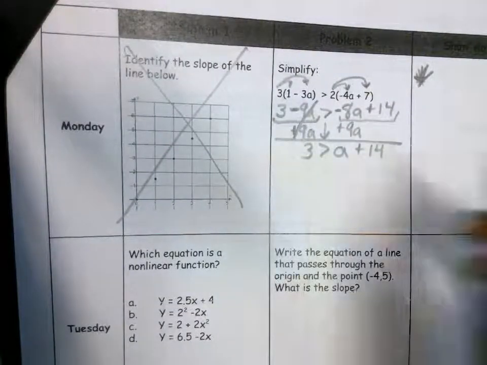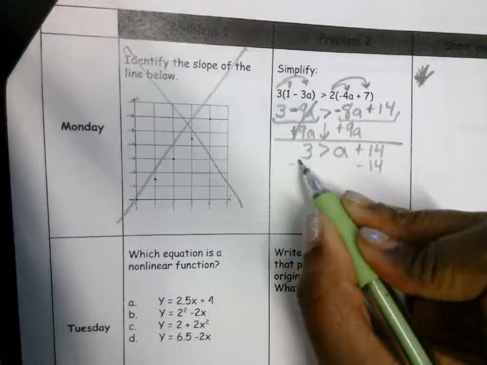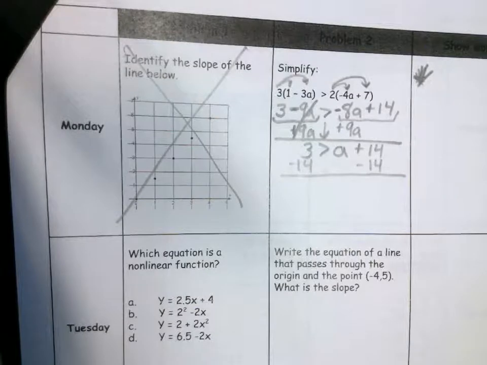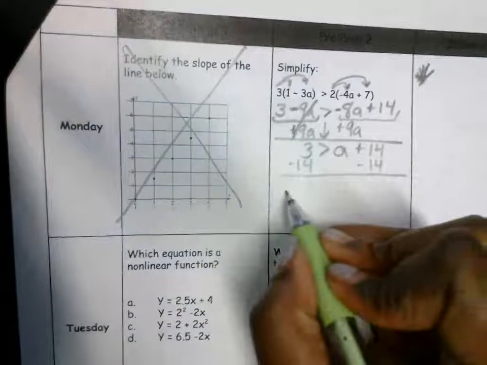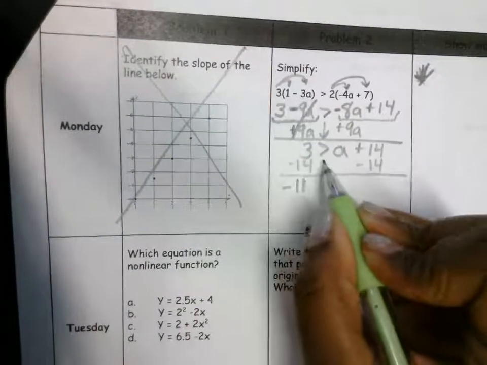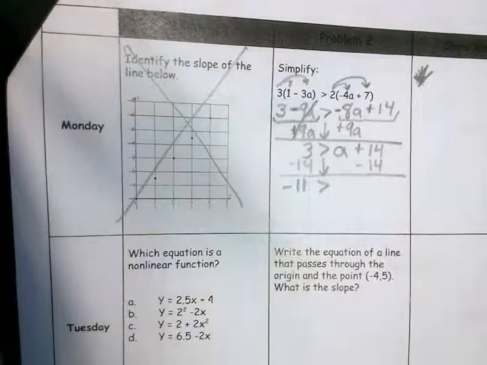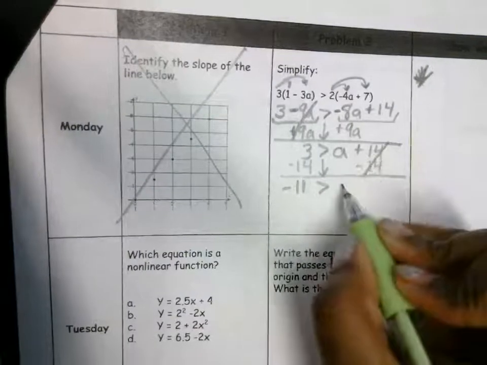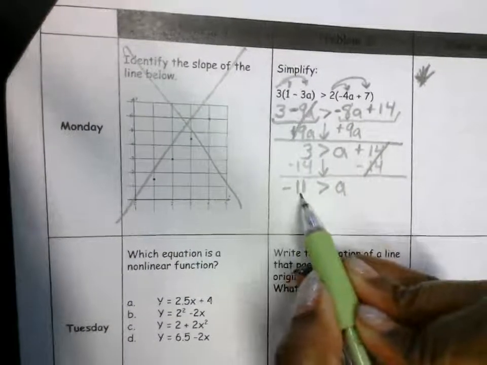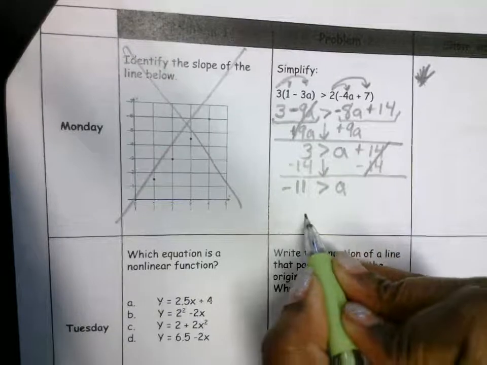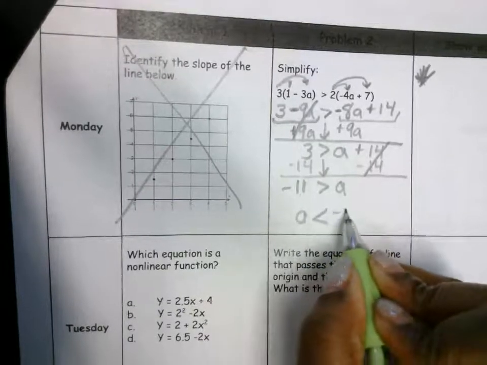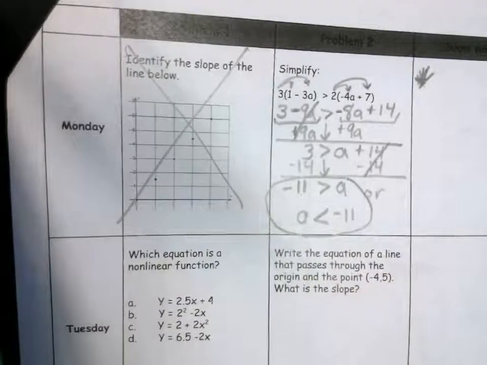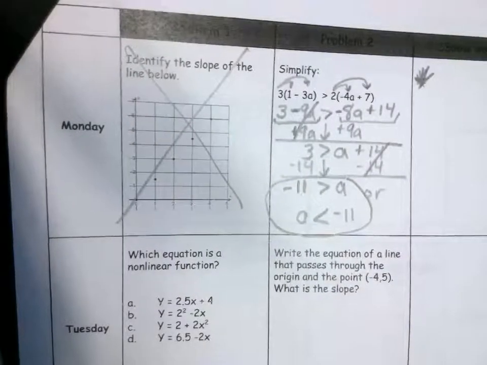To get a by itself, I'm going to subtract 14 on both sides. 3 minus 14 gives us a negative 11. I'm going to bring down the greater than sign. 14 minus 14 gives us 0, and we're left with a. Negative 11 is bigger than a, or a is smaller than negative 11. This is the same thing. They're saying exactly the same thing. Please make sure that you write this down.